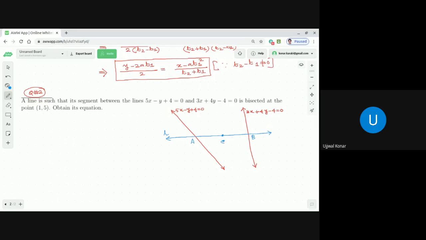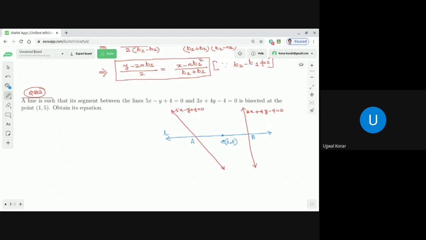Bisected at the point (1, 5). That means the coordinates of the point C are (1, 5). Correct? So it is (1, 5). We need to find the equation of this straight line.